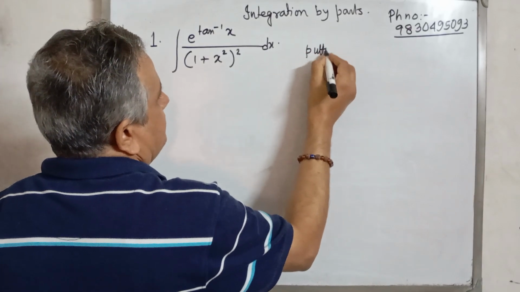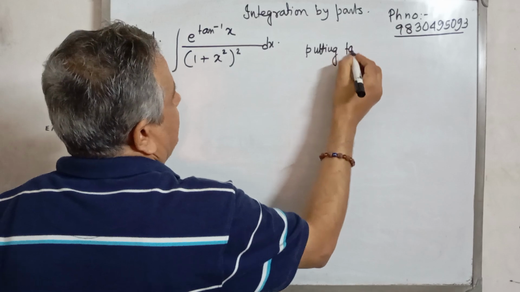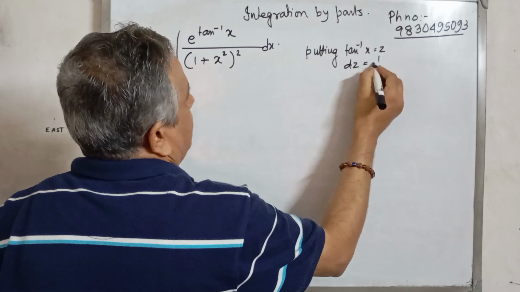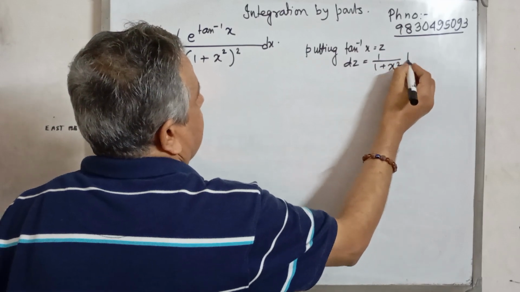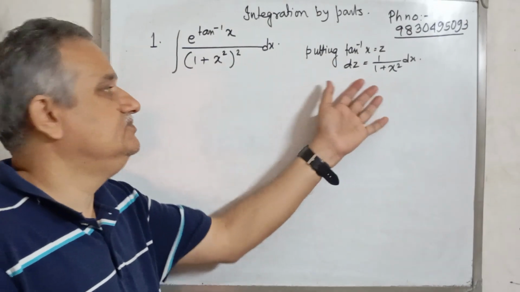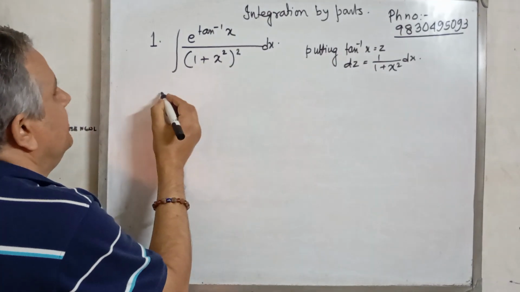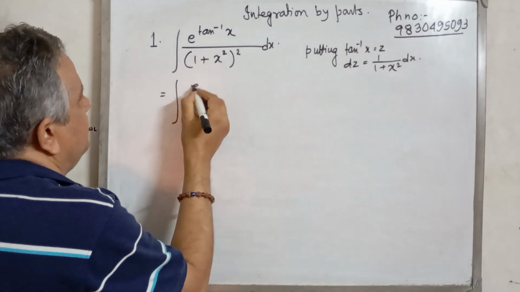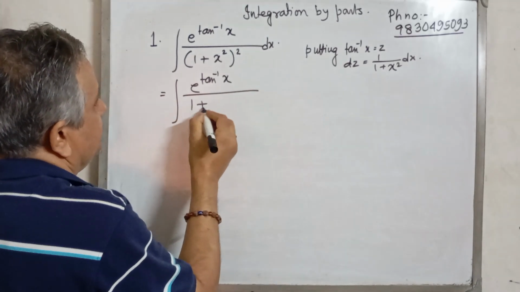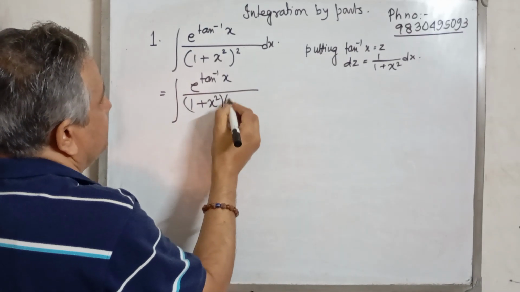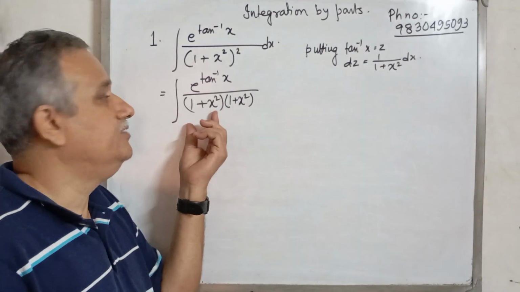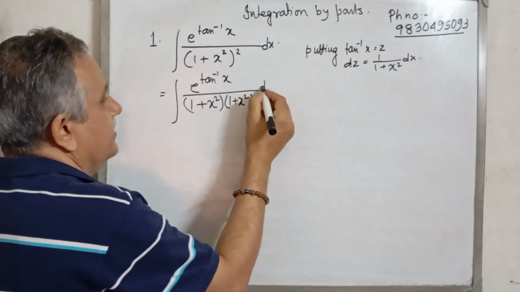So here we are putting tan inverse x is z. So dz is 1 by 1 plus x square dx. Now it can be written further as e to the power tan inverse x by 1 plus x square into 1 plus x square, because this is 1 plus x square whole square. So we can write it as 1 plus x square into dx by 1 plus x square.